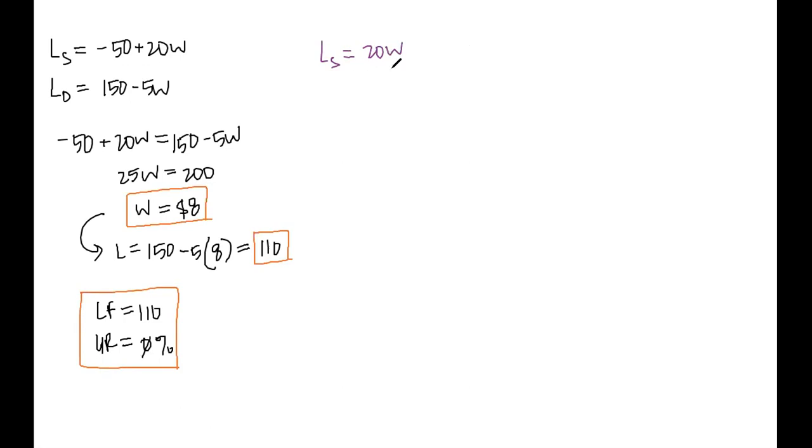So we can just replace this from what we had. So 20W equals 150 minus 5W. Then adding 5W to both sides, we get 25W equals 150, and then dividing both sides by 25, we get a new equilibrium wage of $6.